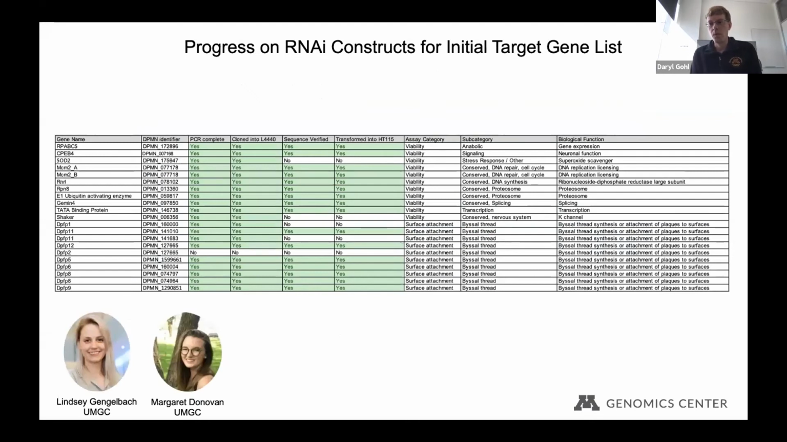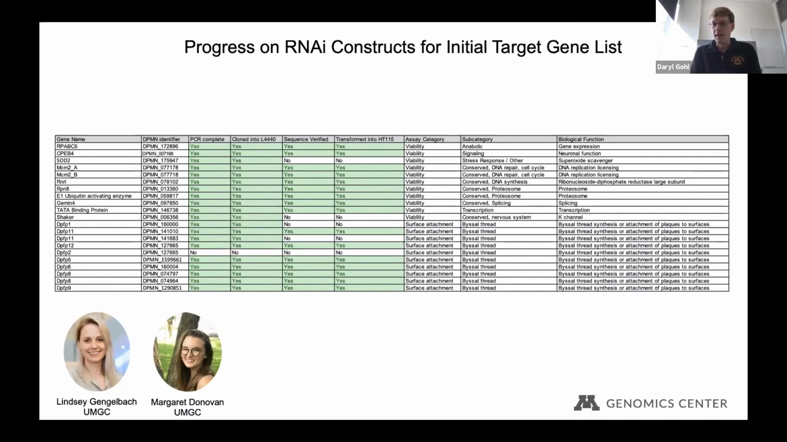So over the past 9 months or so, we've narrowed the list down to about 20 initial candidates. These are genes that are either involved in highly conserved cell biological processes, like DNA replication or repair, transcription, nervous system function, or genes that are involved in forming the byssal thread attachment fiber. We've been working on making RNAi constructs and now have RNAi constructs for almost all of these genes. This has been the work of Lindsay Engelbeck and Margaret Donovan in the MGC.